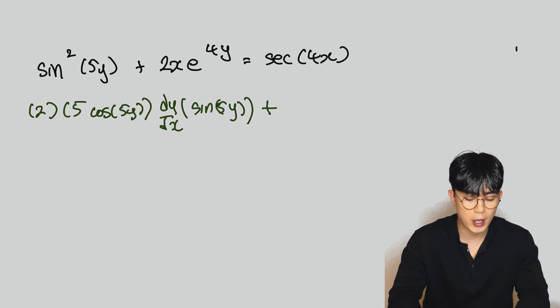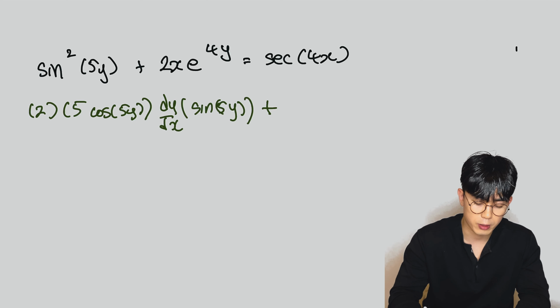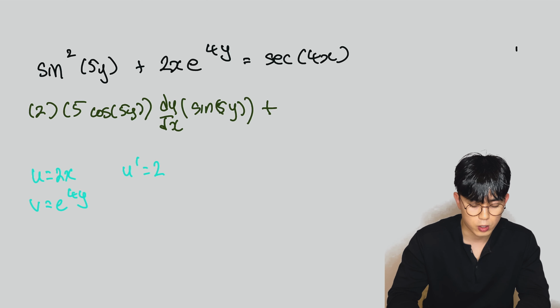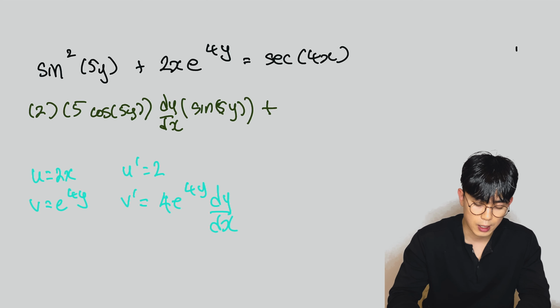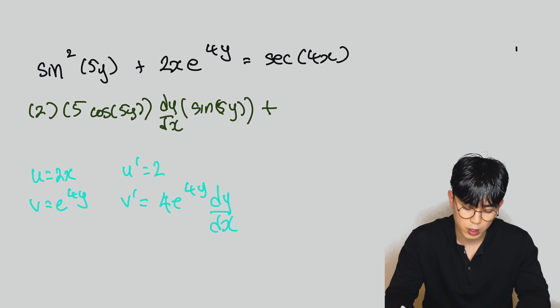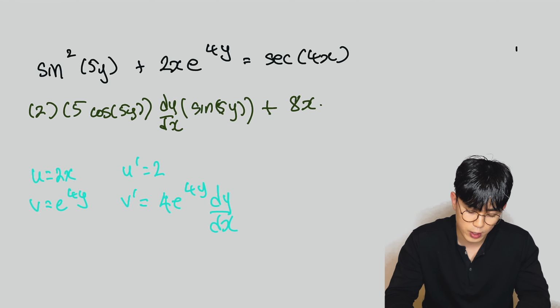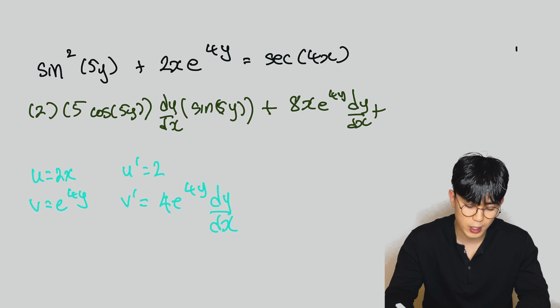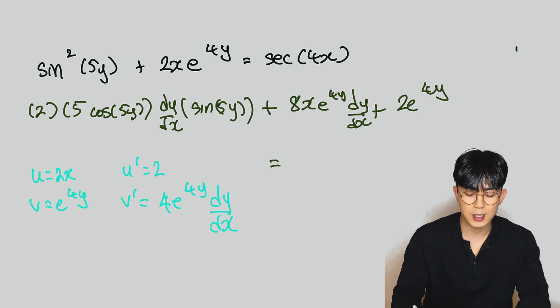Plus 2x e to the 4y. Once again, two functions multiplied together. So the product rule, so I'm going to say u is my 2x, v is my e to the 4y. Differentiating 2x is just 2. Differentiating e to the 4y is 4 e to the 4y dy by dx. And so it's u times v prime. So it's 8x e to the 4y dy by dx plus v times u prime, which is 2e to the 4y. And that's equal to sec 4x.